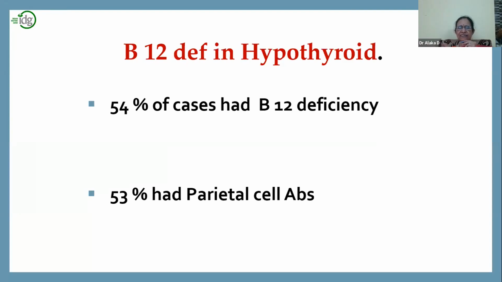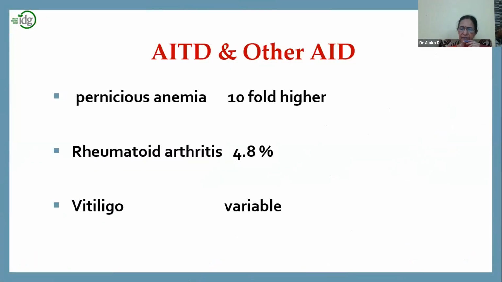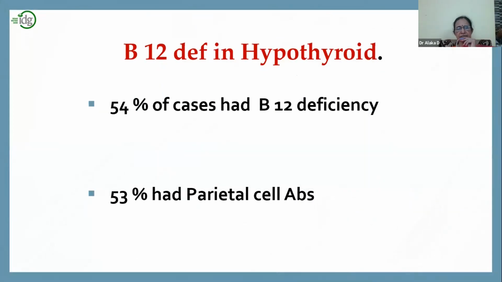Now, along with hypothyroidism, in my study I said, because nowadays you must be getting Metropolis or SRL reports, and they write such a big thing below every report. So I said, let me see, because hypothyroidism is an autoimmune thyroid disorder, you can also see other disorders which are related to autoimmunity. So I started doing B12 levels in these patients, and 54% of cases had B12 deficiency. That means these patients had autoimmunity, which was affecting B12 absorption.